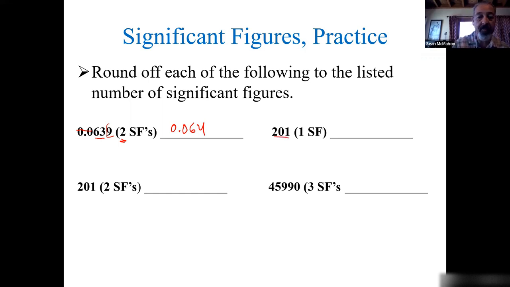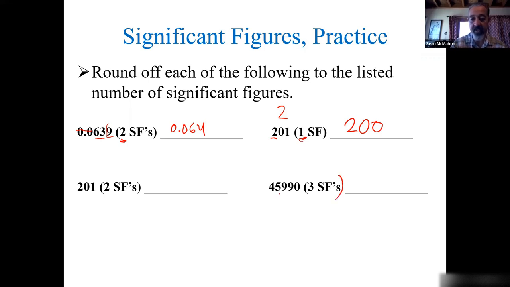Okay. What about here? 1 sig fig. Whoops, I went a little crazy with my underline. Right there. Am I going to drop everything and put a 2? No. What do I need? The zeros as placeholders, because I only want 1 sig fig. 200. Looks like I forgot that.